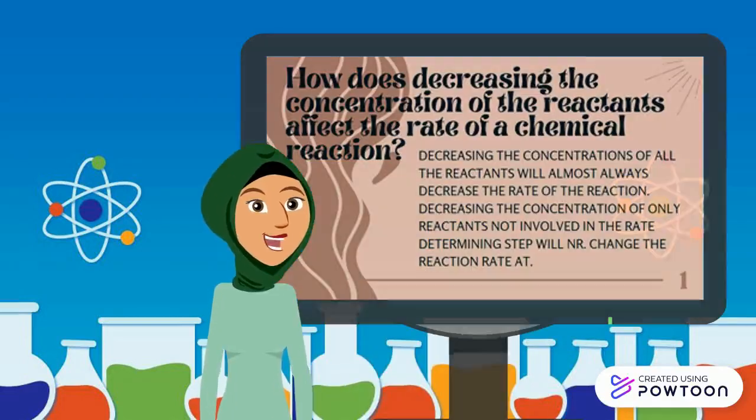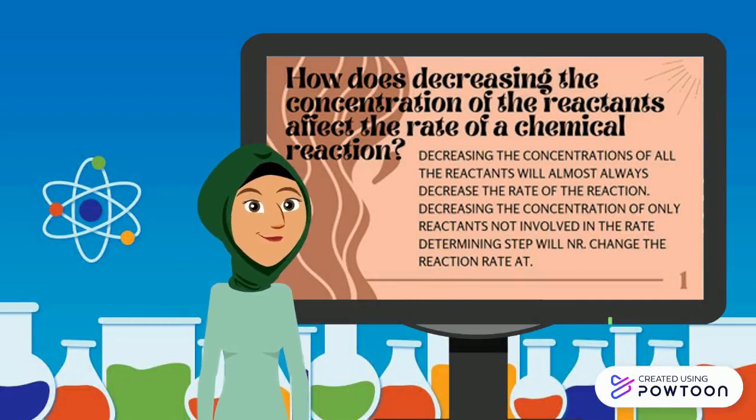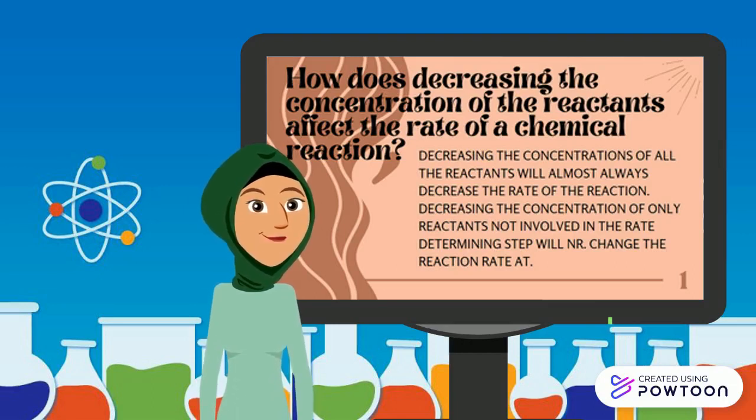How does decreasing the concentration of the reactant affect the rate of a chemical reaction? Decreasing the concentration of a reactant will almost always decrease the rate of the reaction. Decreasing the concentration of a reactant that is not involved in the rate-determining step will not change the reaction rate.